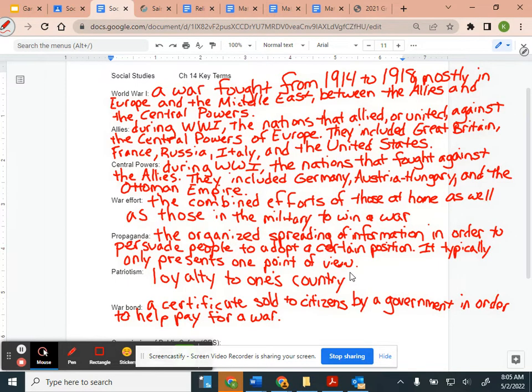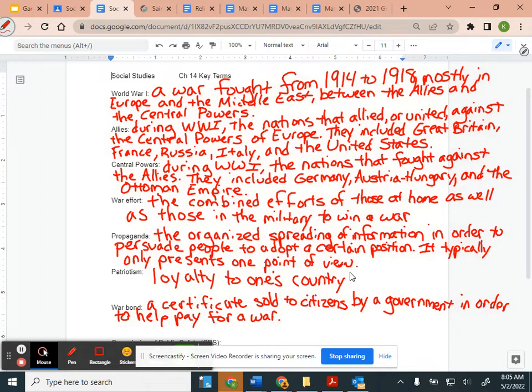Okay. So they need to be able to pay for it. They need to pay for the food for all of the soldiers, for the gas, for the cars, the jeeps and the tanks and all of that. There's a lot of money that goes into a war, so they need to be able to pay for it. So they sell a certificate or bond to their citizens.